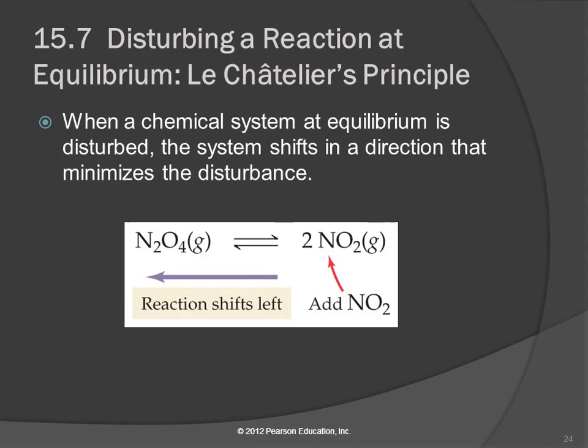So what happens if we have an equilibrium and then we disturb it? Maybe we add some reactant or add some product. The equilibrium changes. The equilibrium is going to change. It's going to adjust.